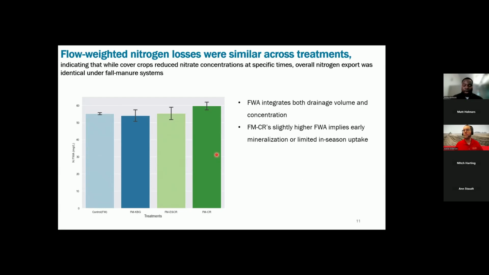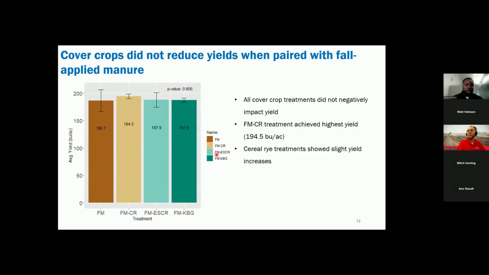Comparing the flow of nitrates into the drainage to the yields, the yields were quite comparable for all treatments. We had over 155 bushels in each of the treatments, where the plots with cereal rye had the highest yields at the end of the day compared to the control. The control treatment and the KBG were identical. Hence, we did not see any impairments by the cover crops on the corn yield.